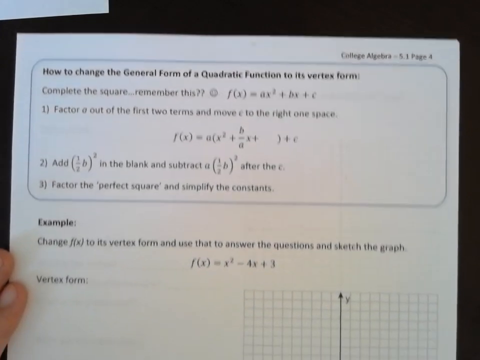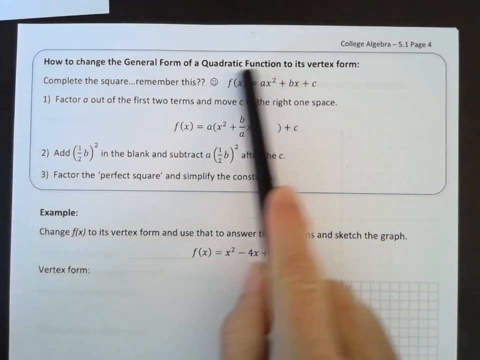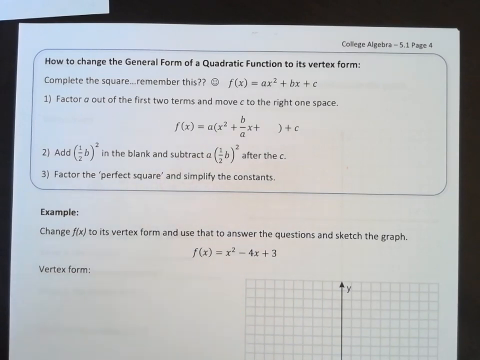So what if you are asked to write a general form into a vertex form? The instructions for doing that are here, but I'm just going to work through an example with you so that you can see how to do this. Remember from a couple of chapters back, we talked about quadratic equations and how you can solve them by completing the square. That's what we're going to be doing here.